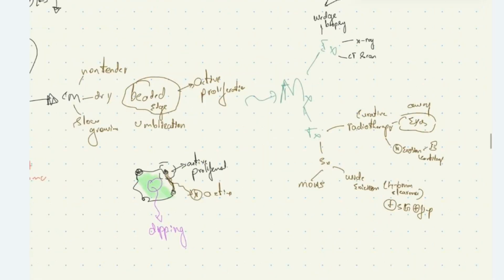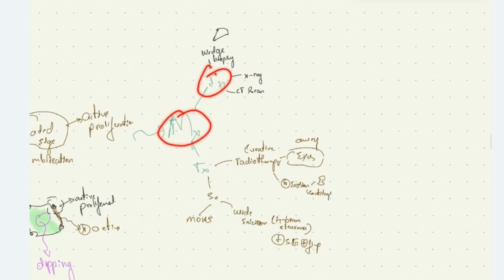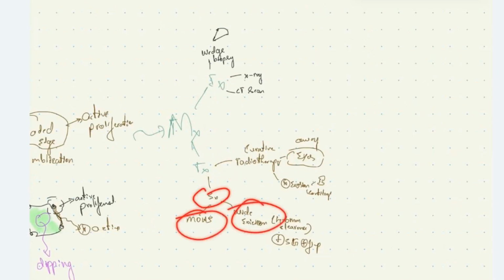How to manage? We saw investigations and treatment. In treatment, we do curative radiotherapy, followed by surgery, that is wide excision, and Mohs, that is microscopic oriented histographic surgery. This is all about basal cell carcinoma.